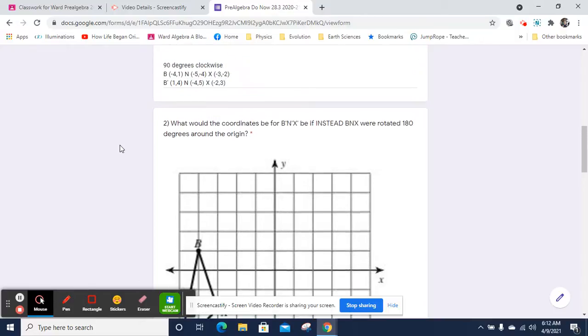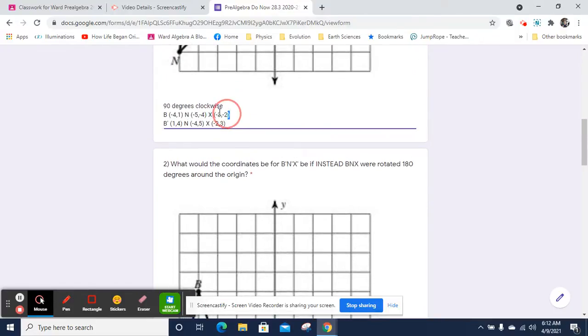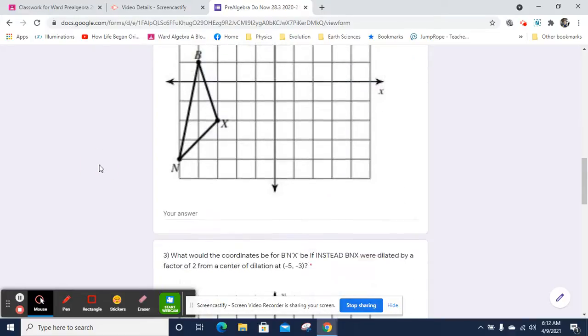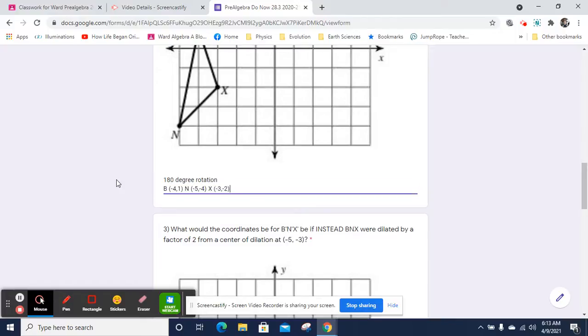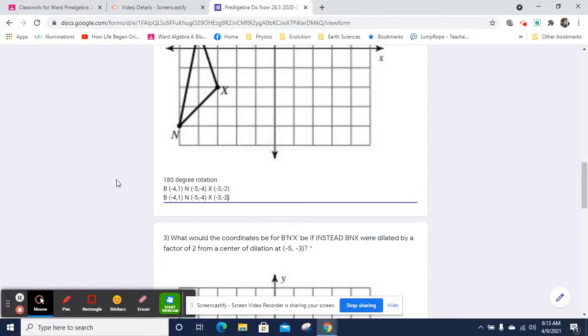So the easiest thing to do is copy my points, my original b and x. I'll put them in here. So 180-degree rotation. And if I don't say it's around anything in particular, assume I mean the origin. So that's my original points. And now I'm going to have my B prime. My B prime is going to be +4, -1.